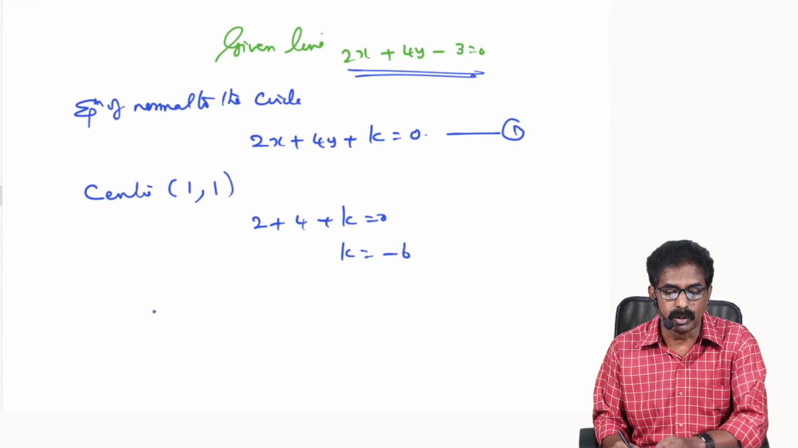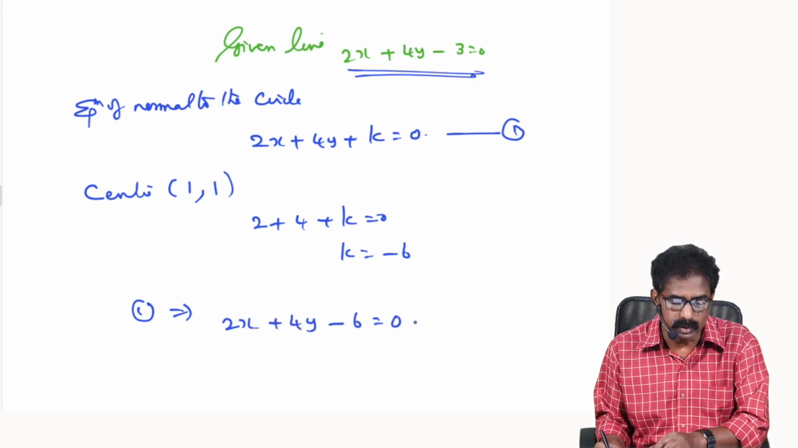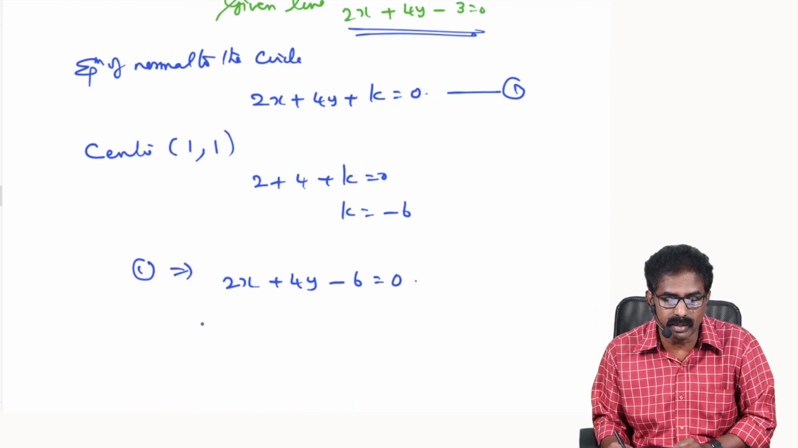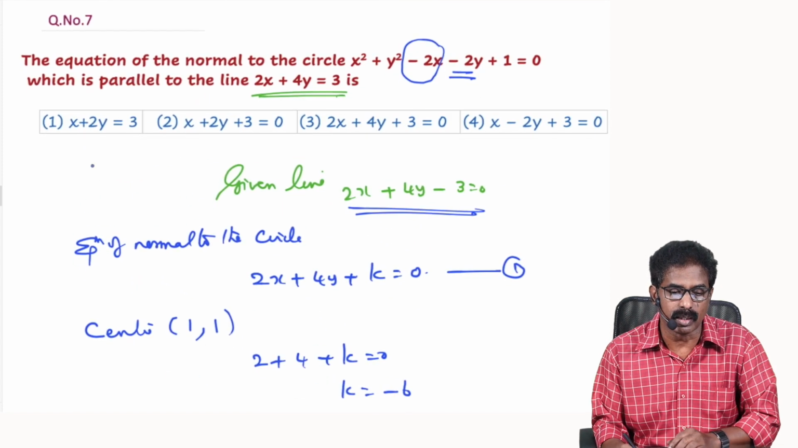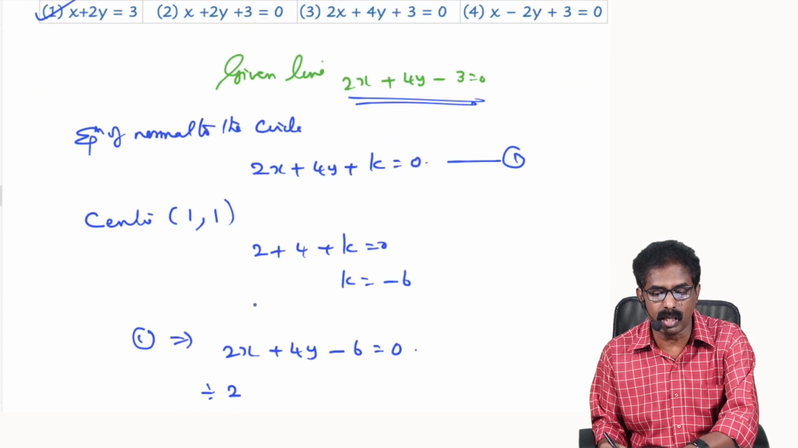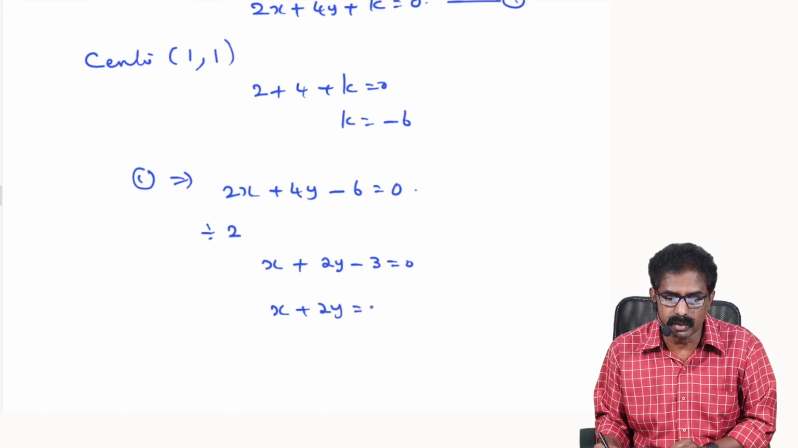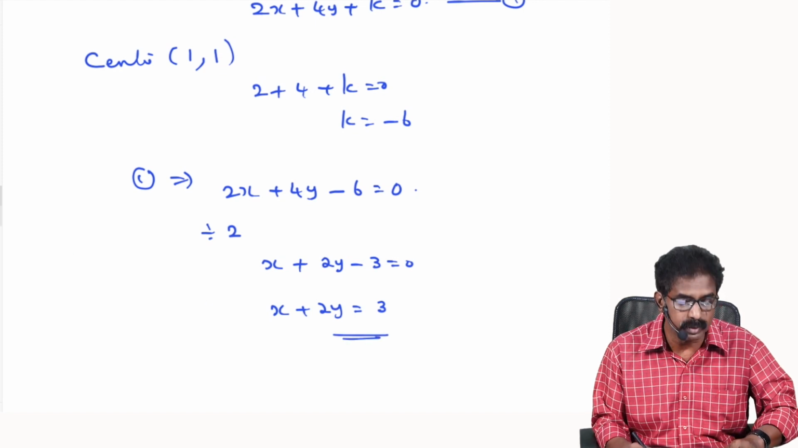So substitute in the first equation, what you are getting is 2x plus 4y minus 6 equal to 0. But you can simplify, right? So divide every term by 2. x plus 2y minus 3 equal to 0, or x plus 2y equal to 3. So write the answer based on how they have given it.